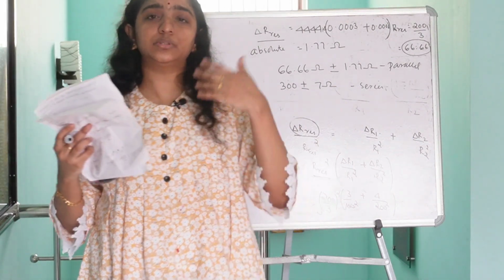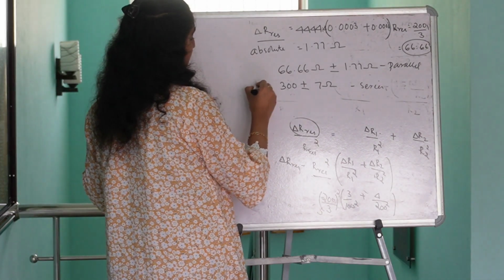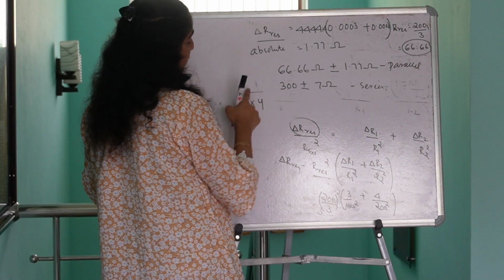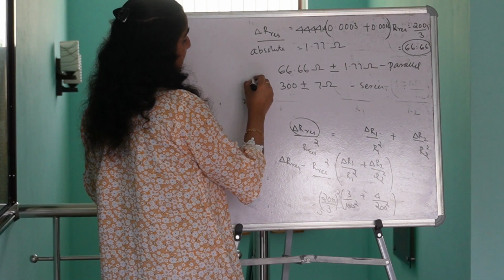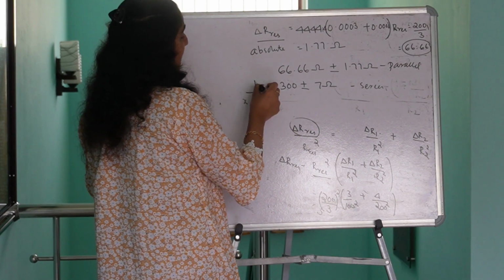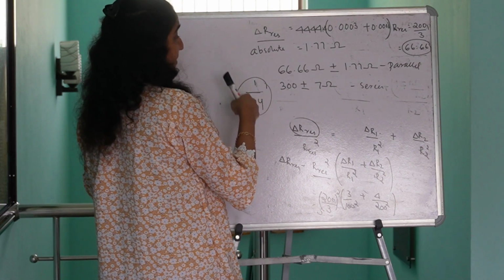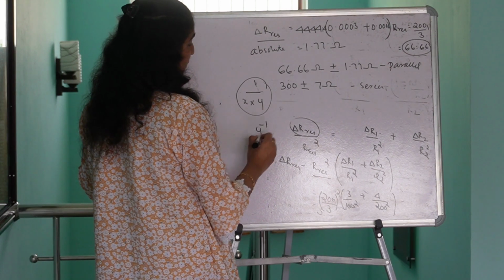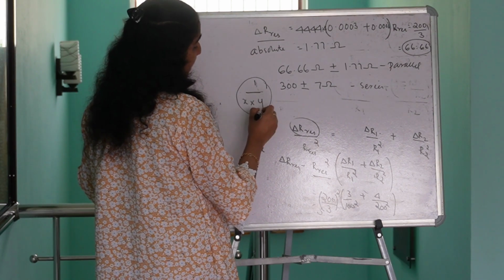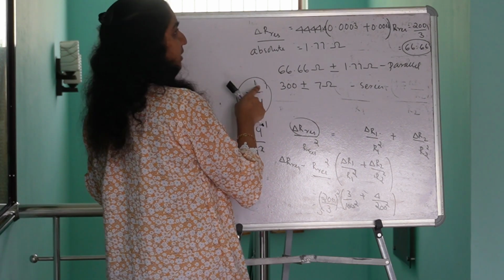Then I took the inverse, so the term has now become 1 divided by x into y. We can rearrange the variables in this term as y inverse by x. That is, I simply brought the variable in the denominator to the numerator.